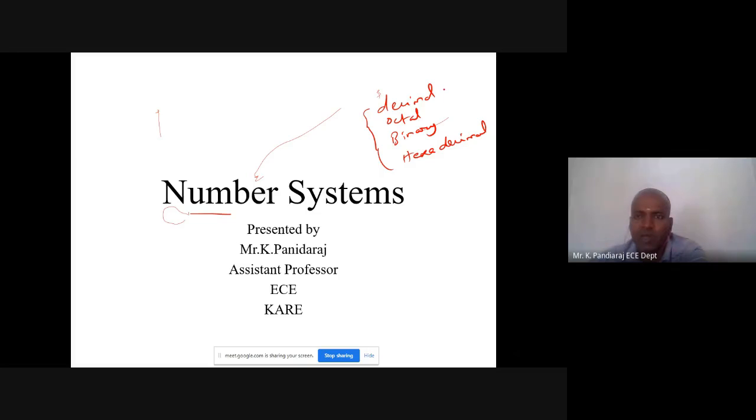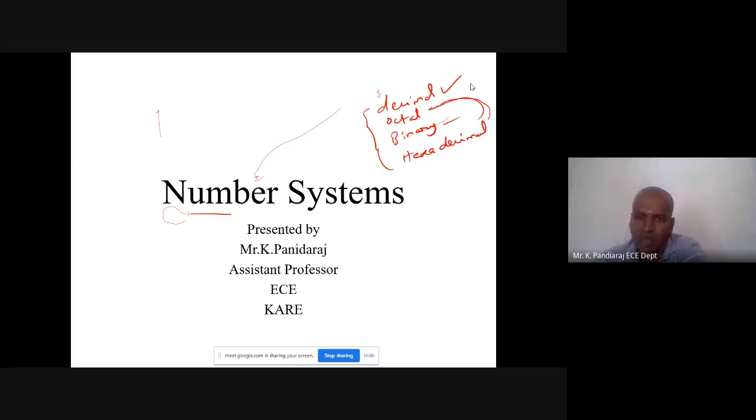Mostly we use the decimal number system in our regular work. Octal and hexadecimal depend upon the application's purpose only. If it is needed, then we use octal and hexadecimal; otherwise, they are not used. And the binary number system is a quite interesting one, which we use inside the computer, in the processor. All the communications are done by using the binary number system only.